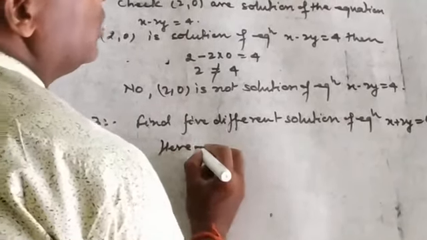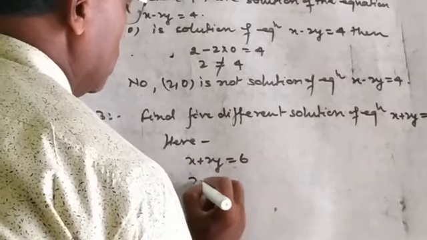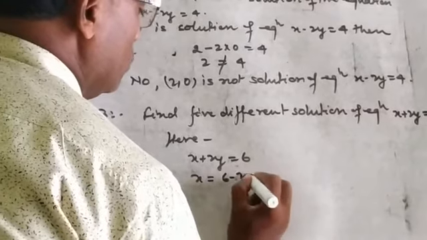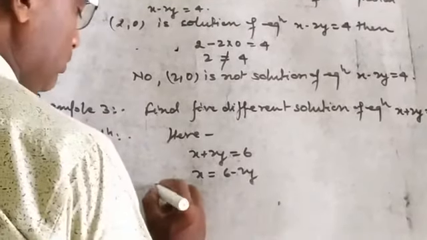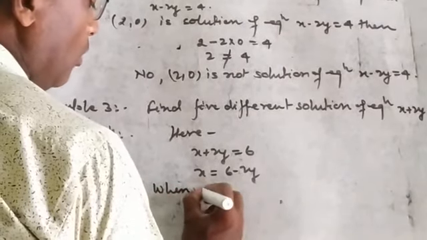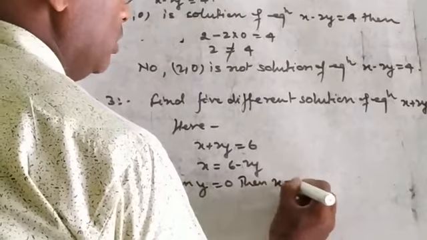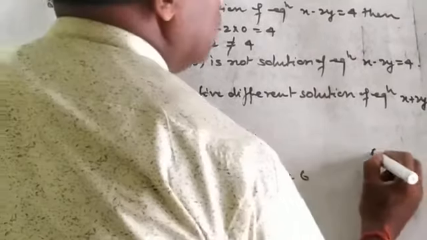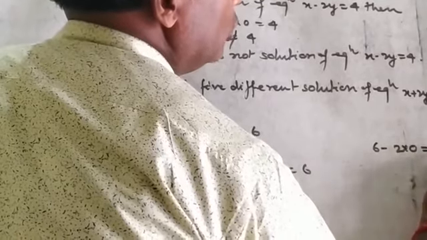Here the equation given is x plus 2y is equal to 6. So x is equal to 6 minus 2y. Clear? When y is equal to 0, then x is equal to 6. You see here, 6 minus 2 into 0, 6 minus 0, that is 6.